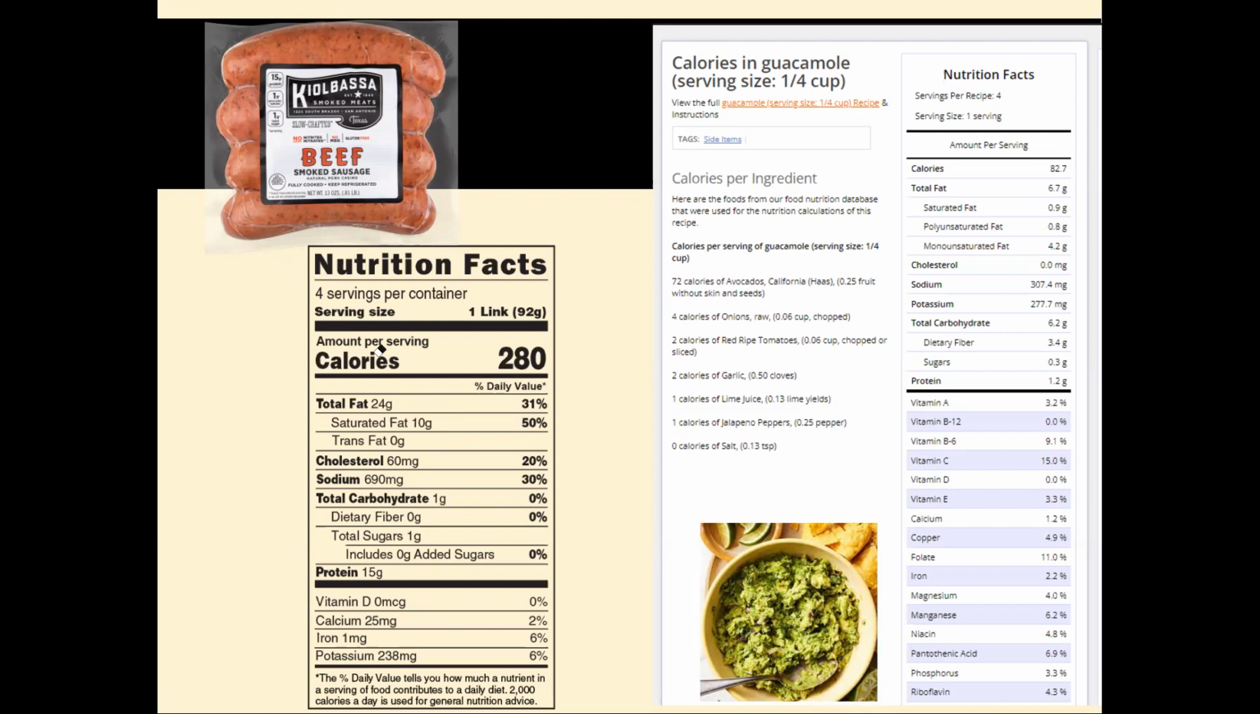So when you're looking at the nutritional facts label, what we mean is that based on a quarter of a serving size, okay, it contains about 82.7 calories. It's not a whole avocado, it's a quarter avocado, and that's quite a lot of calories. If we look further at the total fat, we see 6.7 grams of total fat. And that's a big amount for a quarter of an avocado.